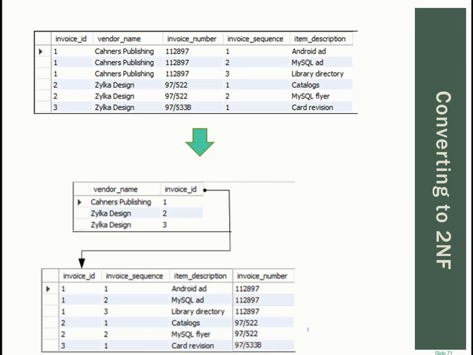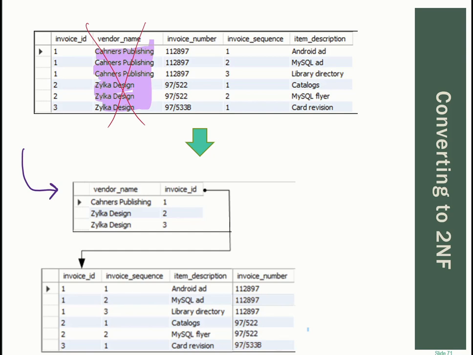So how do we convert this table to second normal form? Well, the way we do it is we look at the offending attribute. This was the non-prime attribute called vendor name. This is the one that was dependent on the invoice ID. So we remove that from the table and instead put it in its own table associated with the invoice ID. And then the original table becomes one column smaller.